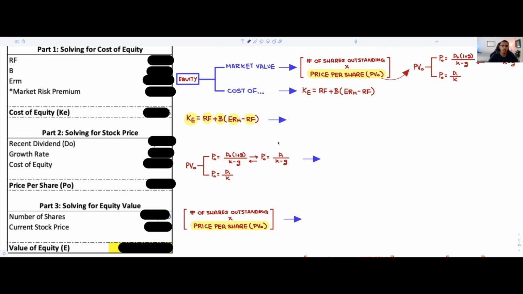We have our 2.8 for our risk-free rate, we have our beta of 1.65 on the common stock of Shy Designs, and we have our ERM, which is 10.5. By definition, we would have our risk premium. So we could plug this into our formula. KE is going to be equal to 2.8% plus 1.65 times 7.7%.